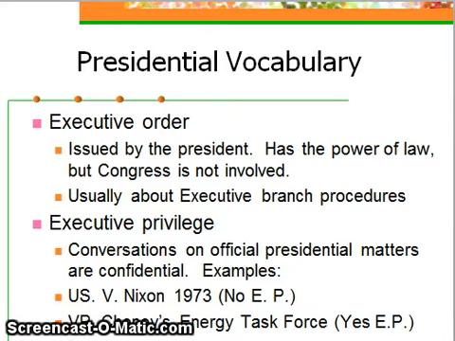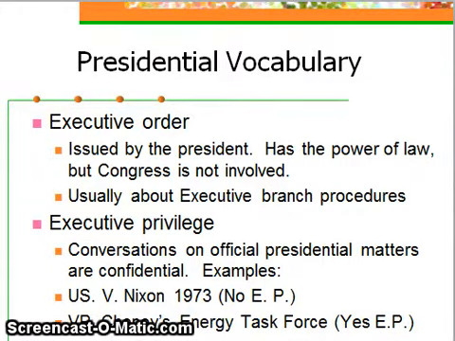Okay, today in class we're going to talk about some very important presidential powers and go through some vocabulary. Make sure you're taking notes as we go through this PowerPoint. It's short, it's only 4 slides, but it's all very important information you need to know. First thing we will talk about is the presidential power of the executive order.